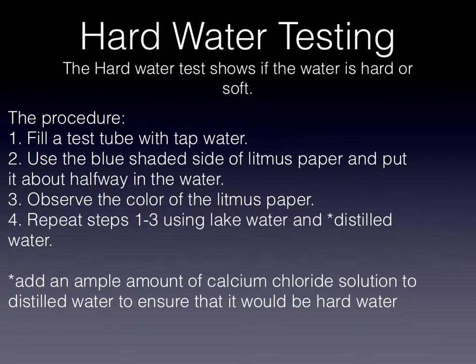The procedure. First, fill a test tube with tap water. Then use the blue shaded side of litmus paper and put it about halfway in the water. Observe the color of the litmus paper. Repeat steps 1 through 3 using lake water and distilled water.